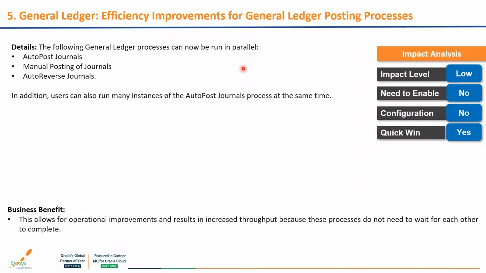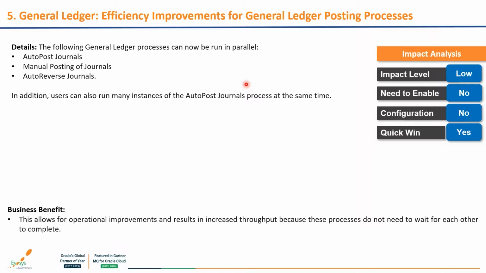Next update we have is for some process improvements on general ledger. Till now, auto post journal, auto reverse journal, and manual posting of journal processes were not able to be run simultaneously, even though they do not have any interdependency on each other. But with this update, since they are not dependent on each other, they can be run simultaneously.